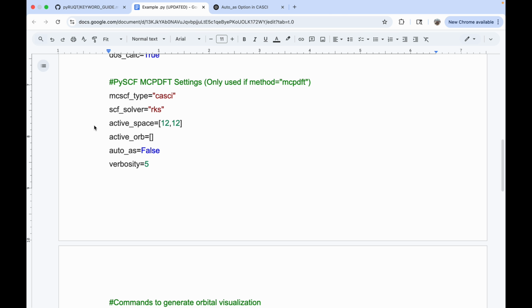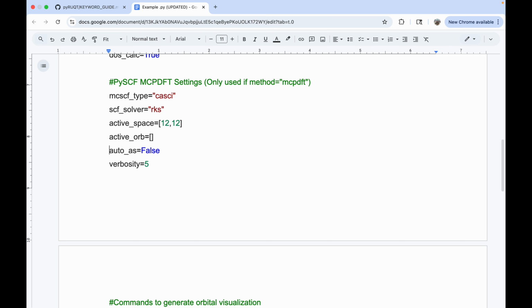Now, the active orbital is only used when we are reordering. We're going to talk about that in a future video and how to reorder the active spaces, but you do not have to worry about that for now. And with auto AS, this is the auto active space, which means that when you set this to false, the calculator does not automatically select active orbitals for you. When we set this to true, the calculator does automatically select active orbitals for you.